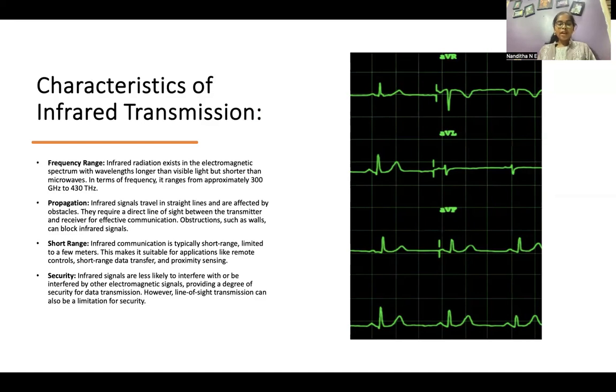Short range. Infrared communication is typically short range, limited to a few meters. This makes it suitable for applications like remote control, short-range data transfer, and proximity sensing.